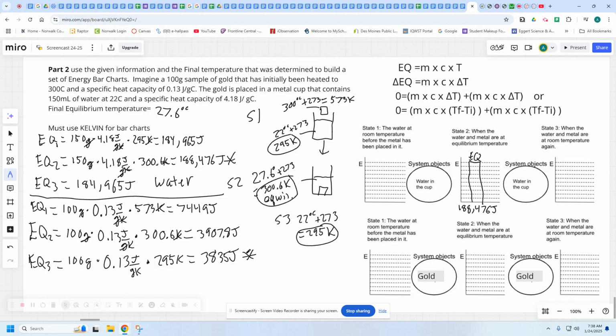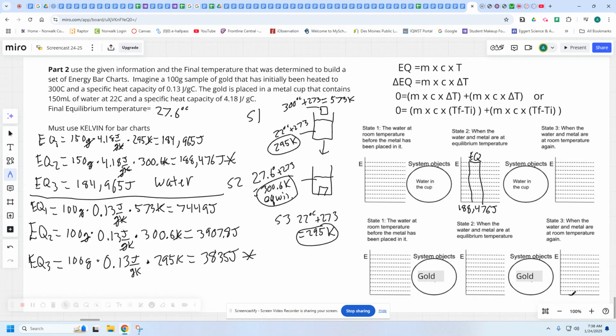Next, I'm going to do the smallest one. I want to do the largest and the smallest, so that gives me room to manipulate the bars for the rest of the joule calculations we did. Now, when I find the 3,835 joules, that's in the third state.